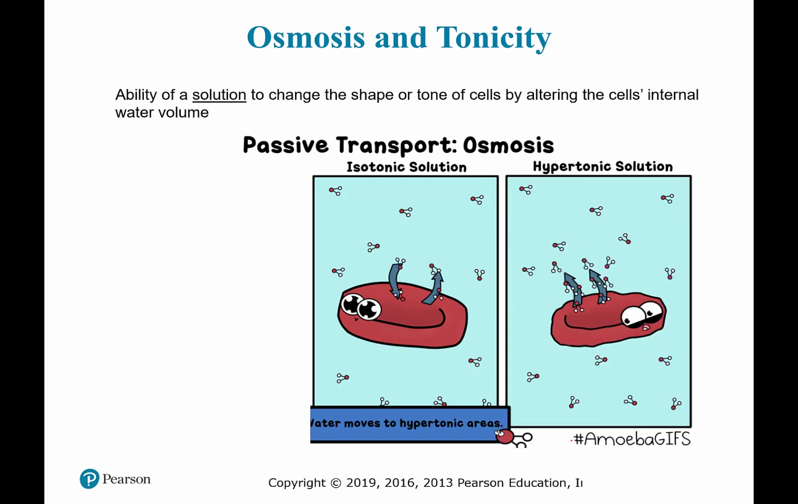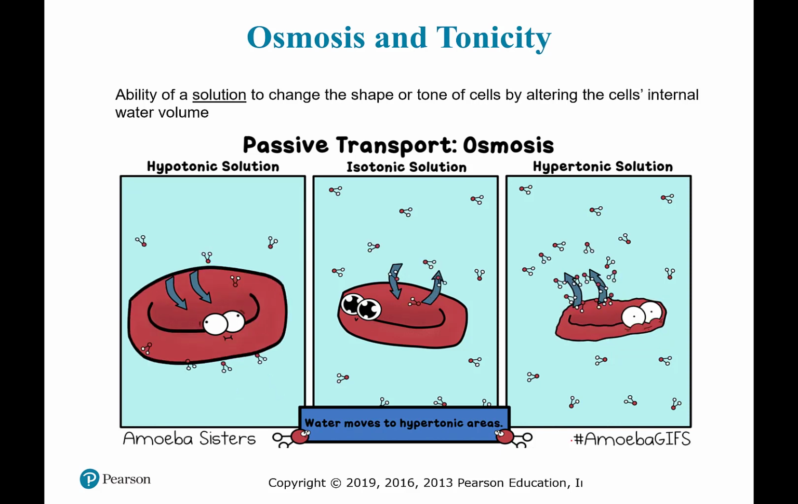Now, if we ate a whole bunch of salt, that means the environment around the red blood cell here is saltier than the inside of the cell. This red blood cell is now considered to be in a hypertonic solution. This means the water inside of the red blood cell moves outside, trying to dilute the salt. As the cell loses water, it would then shrink and potentially die.